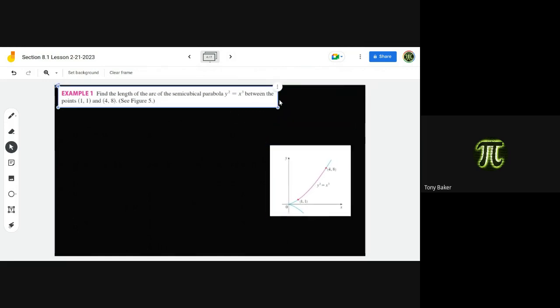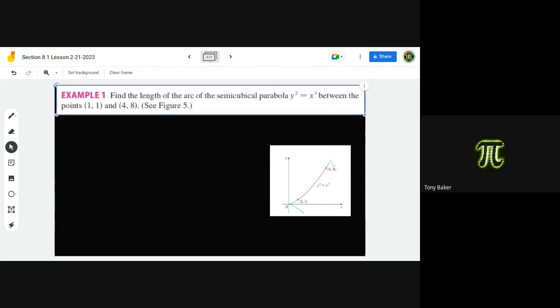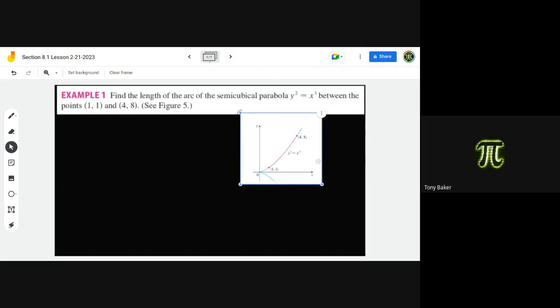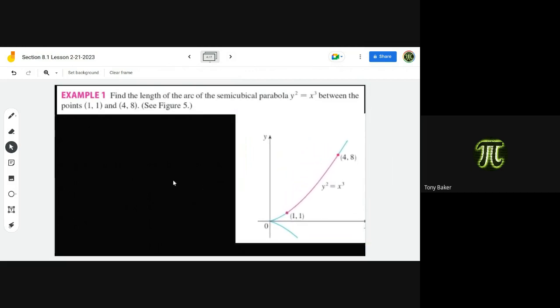So we're looking at the arc length of y squared equals x cubed, which is this graph here. And we want to find it from (1, 1) to (4, 8). Notice this is not a perfectly straight line. Close, but not a perfectly straight line.